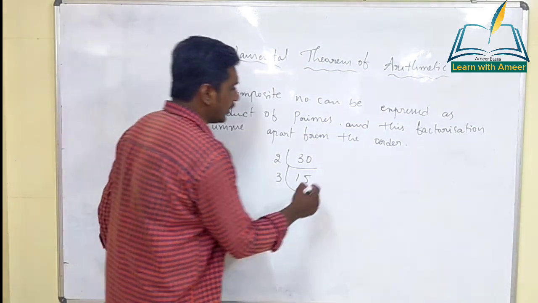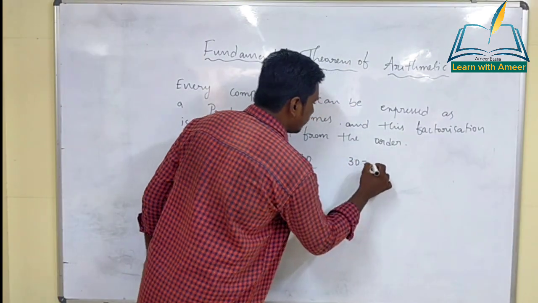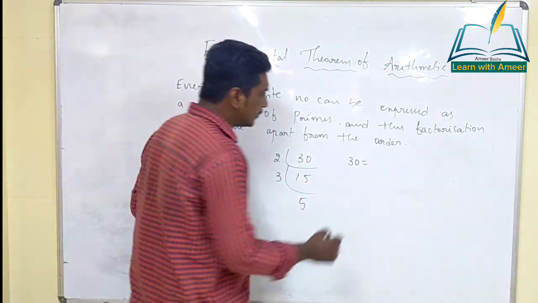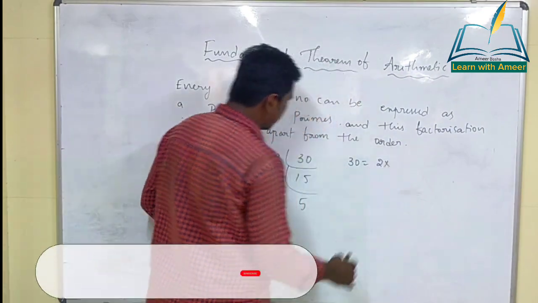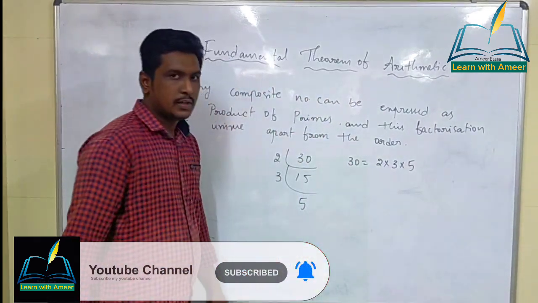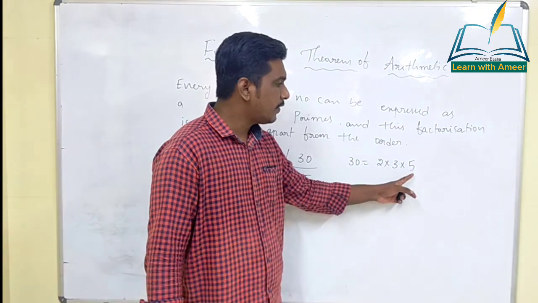Now, how can we write 30, children? How can we write 30? So, 2 into 3 into 5. 2 into 3 into 5.